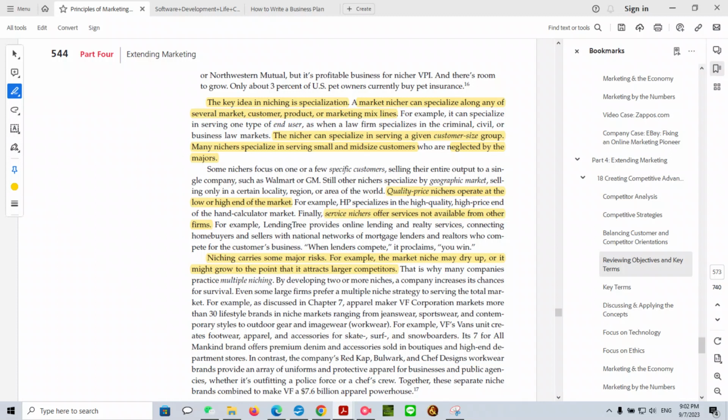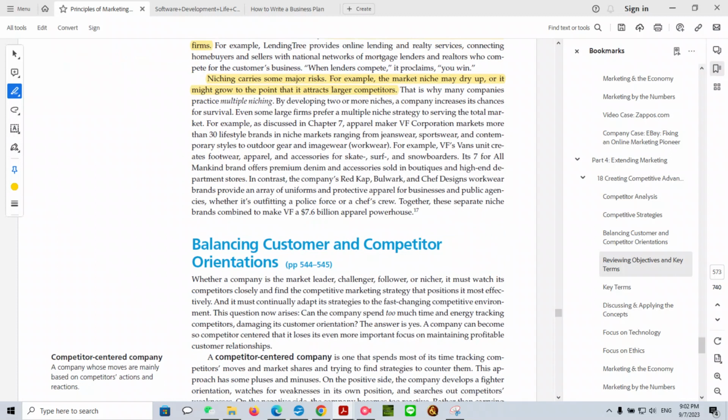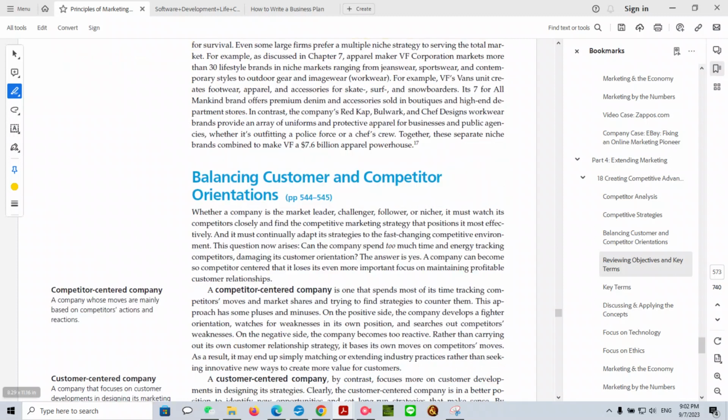Okay, now our last topic is balancing customer and competitor orientations. Before I talk about definitions, I want to let you know that whether a company is a market leader, challenger, follower, or nicher, it must watch its competitors closely and find the competitive marketing strategy that positions it most effectively. It must continually adapt to the strategies of the fast-changing competitive environment. This question arises: can the company spend too much time and energy tracking competitors?